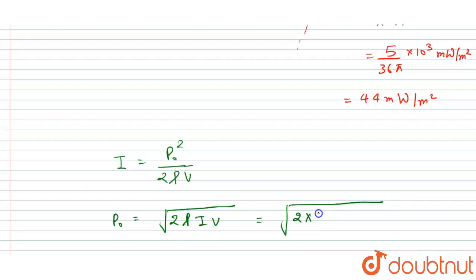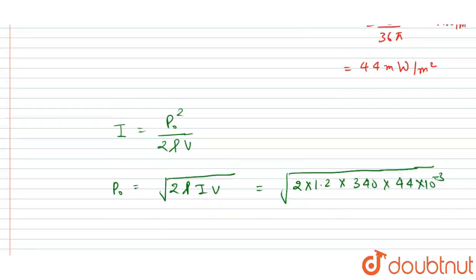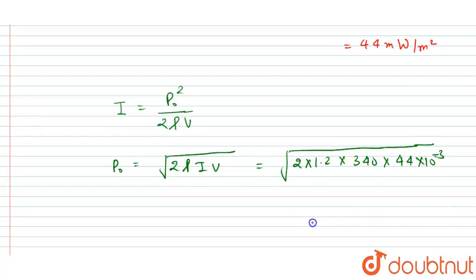2 into rho is 1.2 and the velocity here is 340, and as we calculated the intensity is 44 milliwatt per meter square, so I will write 44 into 10 to the power minus 3. So if you calculate this, you will get the pressure amplitude, right? So pressure amplitude here will become 6 Newton per meter square. So this is the answer for the second part.